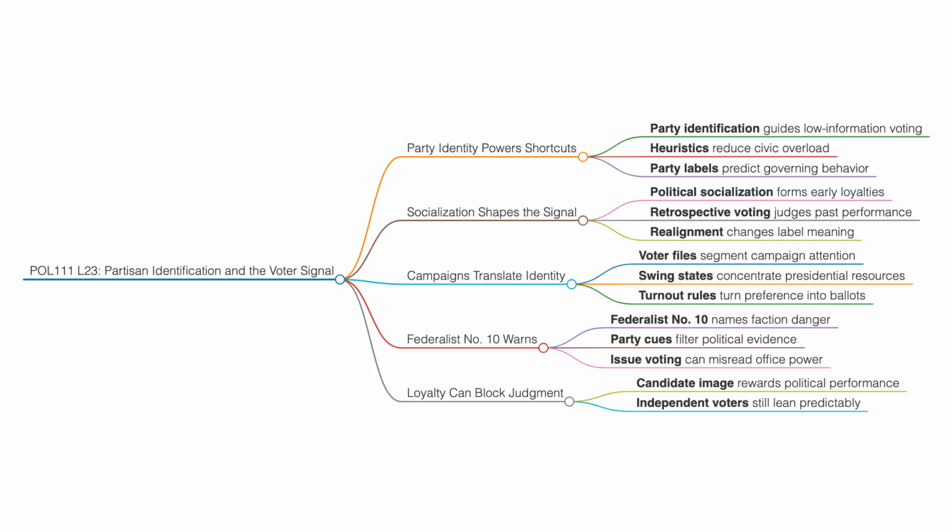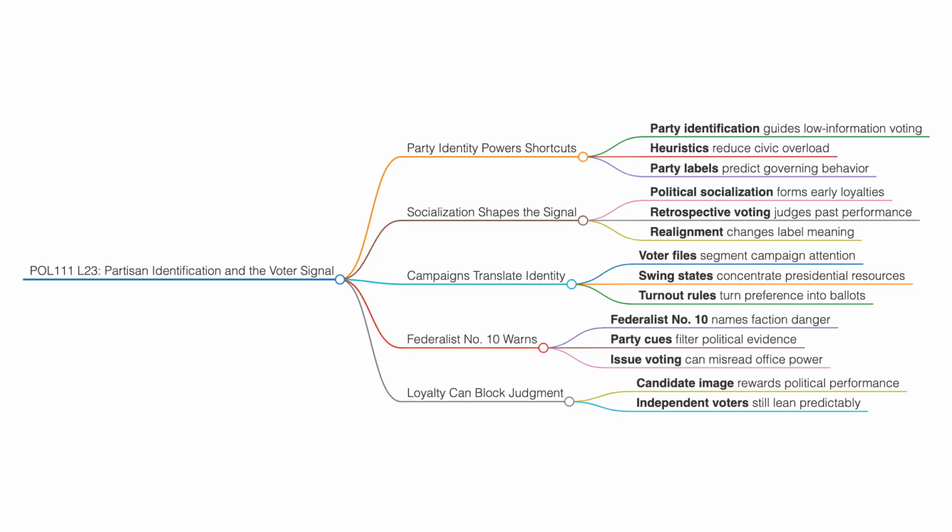The sharper questions stay the same even after the slogans fade. Which shortcut is doing the work? Does it fit the office? Does the party label still predict this candidate's likely behavior? Is performance being judged at the right institutional level? Is style outrunning capacity? Are administrative barriers preventing other citizens from turning preference into a ballot?